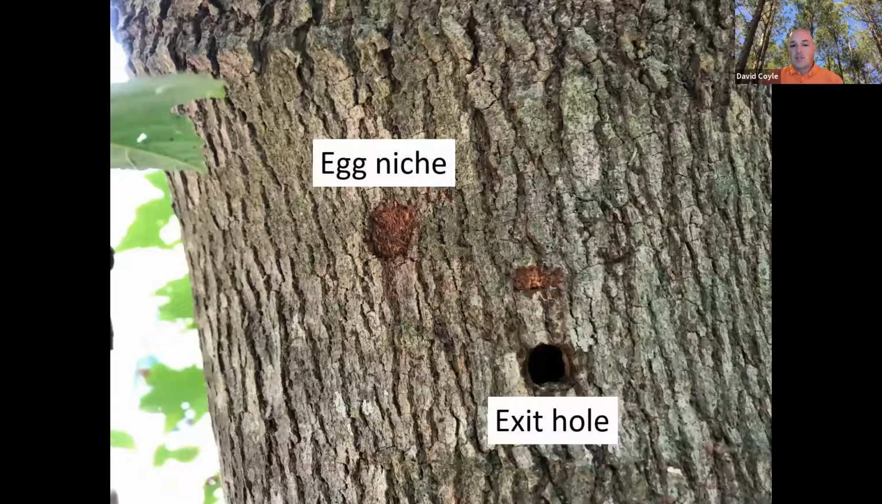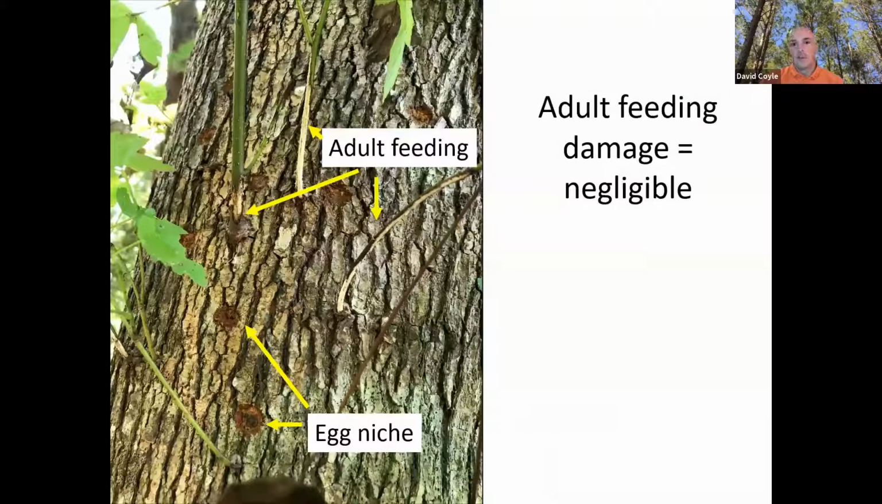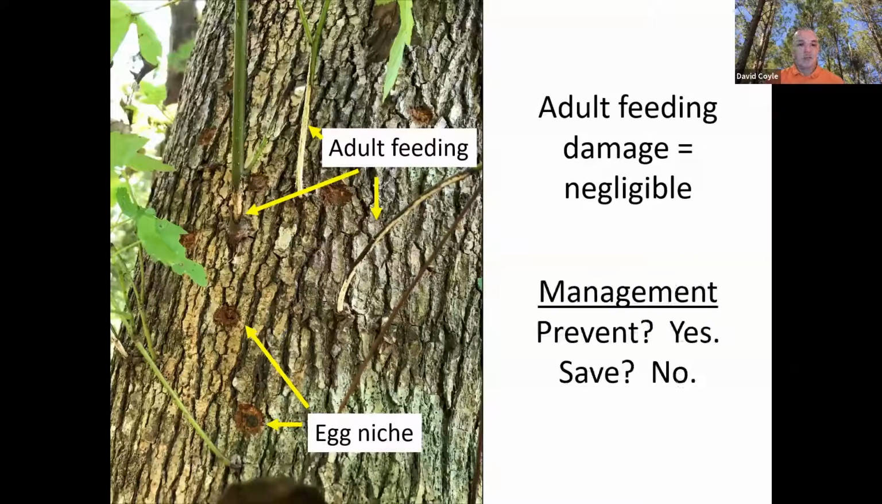The exit hole is about the same size as the egg niche. The adults do feed a little bit. They'll chew on some of those green epicormic shoots, but they don't eat a whole lot, and some don't eat at all. You can prevent it with insecticides. It doesn't work the best, but it is possible. Once a tree has it, there's no saving it. This is a federally regulated insect, and that tree is coming down.